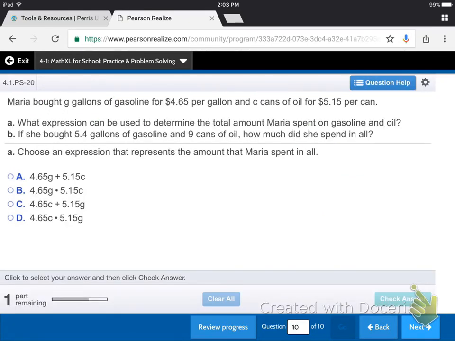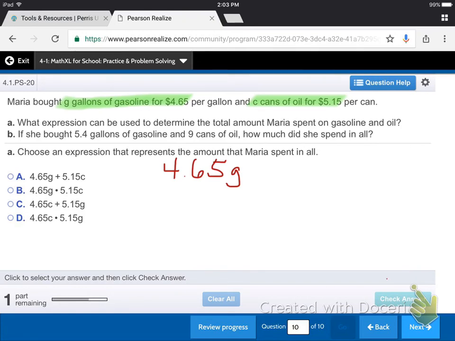Okay, last question in the homework. Well, I mean, this is just the lesson. Says Maria bought G gallons of gasoline for $4.65 per gallon and C cans of oil for $5.15 per can. What expression can be used to determine the total amount Maria spent on gas and oil? Okay, so let's go slowly. That's going to be $4.65 times G, right? That's that first part.